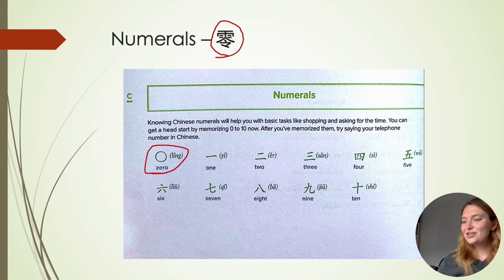There you go. It actually says after you've memorized them, try saying your telephone number in Chinese. That's one thing we will practice doing, not only saying some numbers in Chinese, but seeing if we can do them on our fingers as well, because it's very helpful, very useful, and a bit of fun.